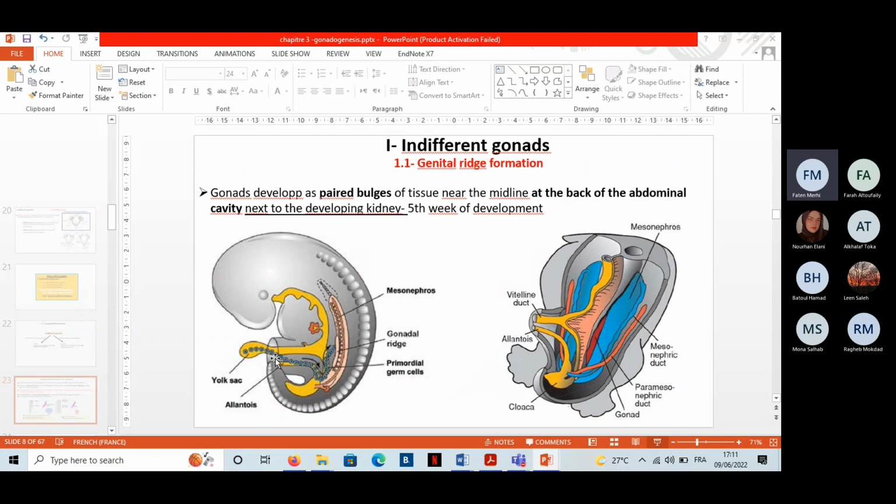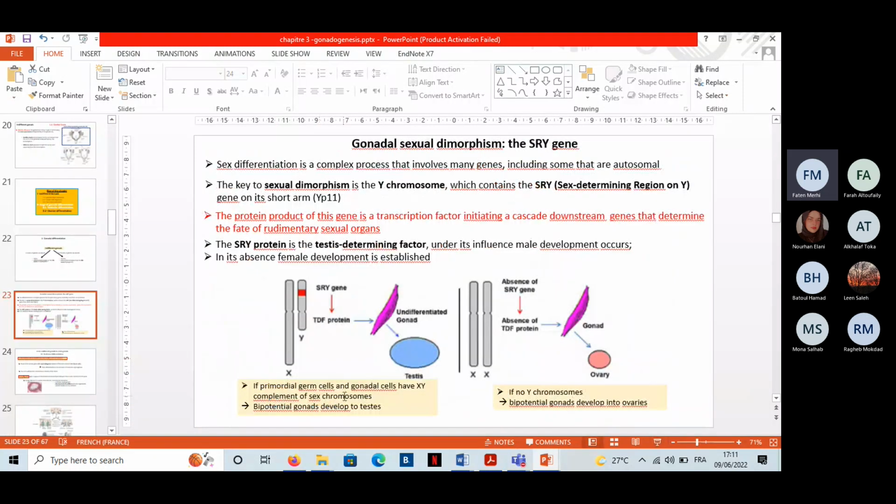If primordial germ cells and gonadal cells have an XY complement of sex chromosomes, we will have the bipotential gonads develop into testis. If we don't have a Y chromosome, we will have the bipotential gonads develop into ovaries.